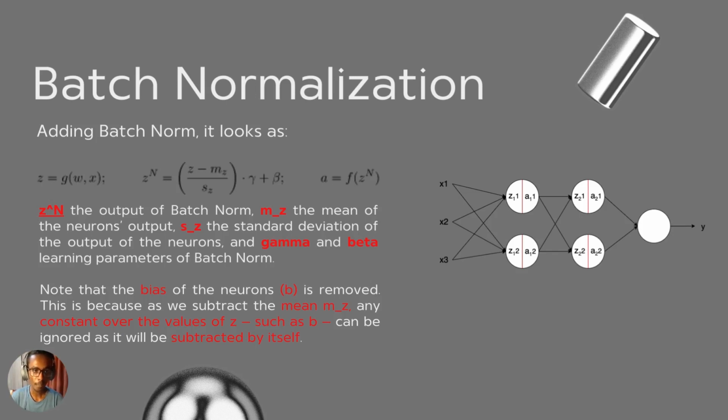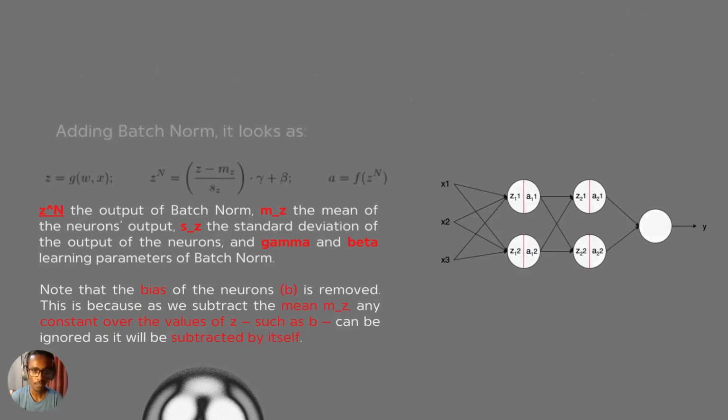Here we have to note that the bias of the neurons is removed from z. Initially, z equals the linear function Wx plus b, but since the mean is going to be subtracted from z, constant values such as b are removed when we subtract the mean. So we don't need to introduce the bias, and it can be ignored when applying the batch norm function.